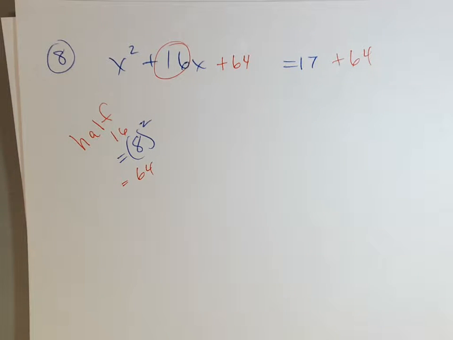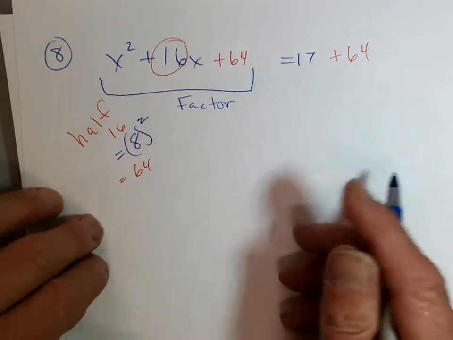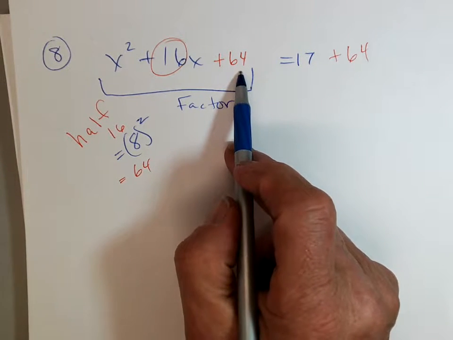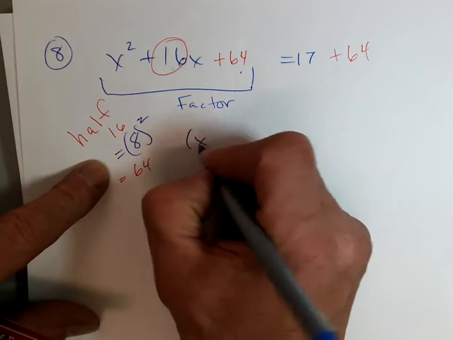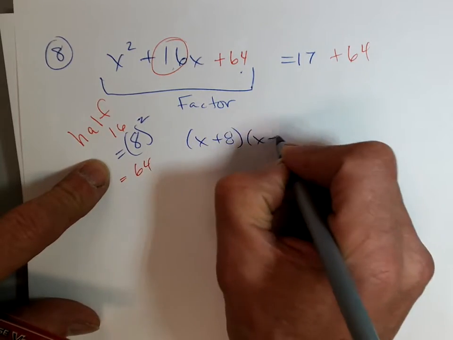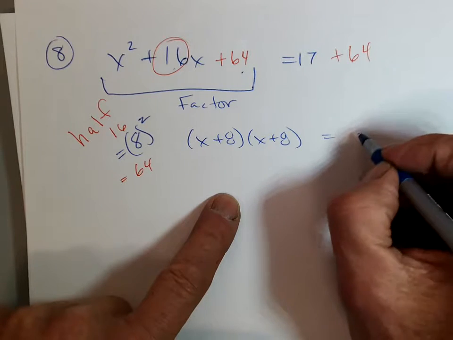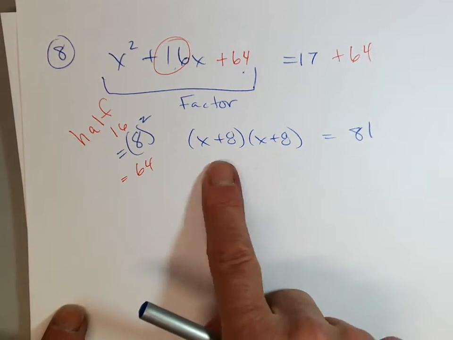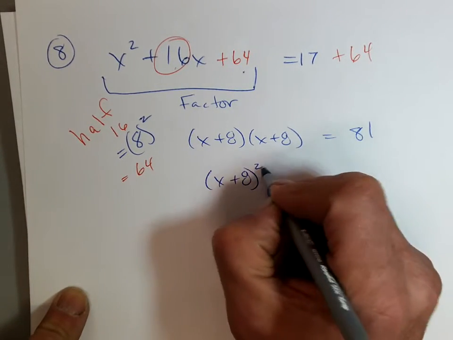Okay, now why did I complete the square? Because I should be able to factor this. Okay? All right, how does this factor? What times what makes 64 that would add up to 16? Yeah, 8, right? So it would be x plus 8. Equals, let's see, is that 81? Yeah. Okay, this can be rewritten because there's 2 of them: x plus 8 quantity squared equals 81.